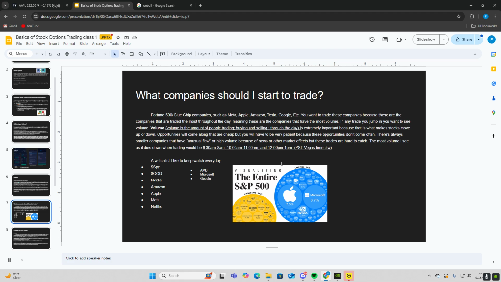So it really doesn't matter what companies you trade. I personally trade SPY and QQQ and whatever lies under that. So it'll be kind of like Apple, Microsoft, Nvidia, Amazon, Meta, Netflix, AMD, Google, and so forth. You can kind of look it up yourself.